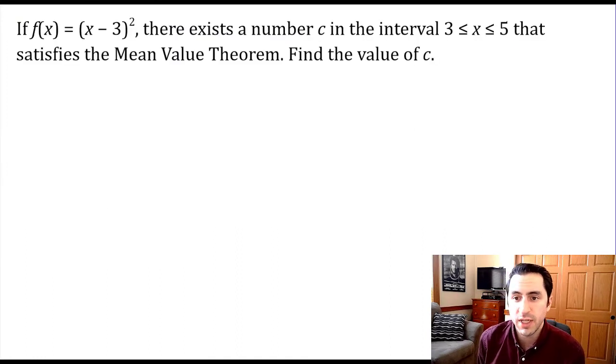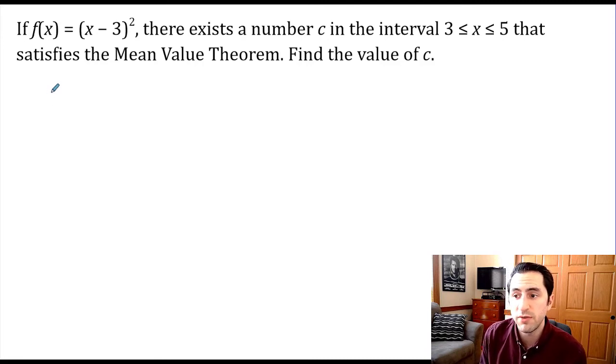So my example says, if f of x is equal to (x minus 3) squared, there exists a number c in the interval from 3 to 5 that satisfies the mean value theorem. And we want to find that value of c. So the first thing we need to do is just verify that the mean value theorem is going to work on this. So we need to make sure that our function is continuous on this interval and that it is differentiable on the interval. Now, the function I'm given is a polynomial. Polynomials are continuous and differentiable across the real numbers. So that means that the mean value theorem will work.